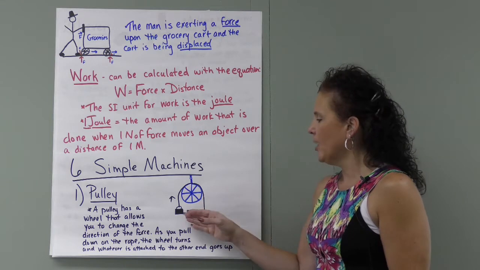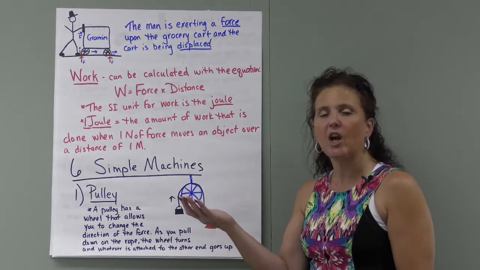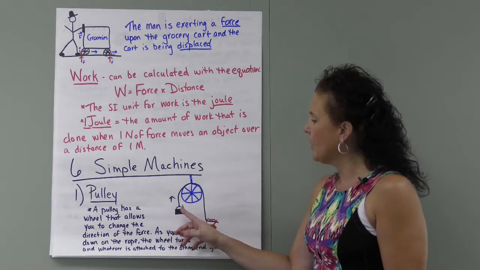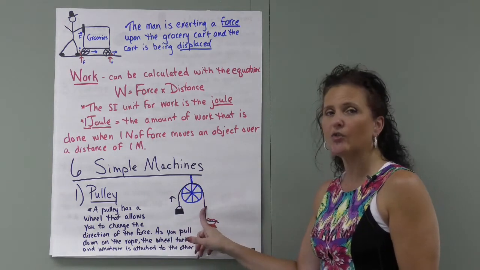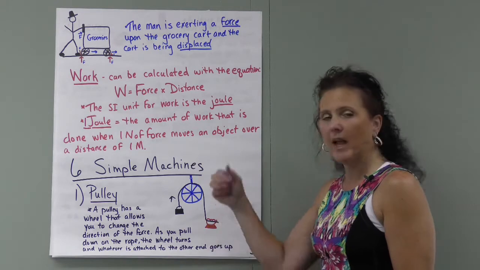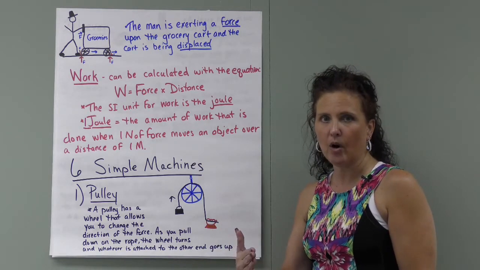This is to help. Would it be easier for you to lift this heavy object up off of the floor? Or would it be easier to use the pulley and the wheel to change the direction of the force and to make you be able to lift it? You could lift a lot more, right?